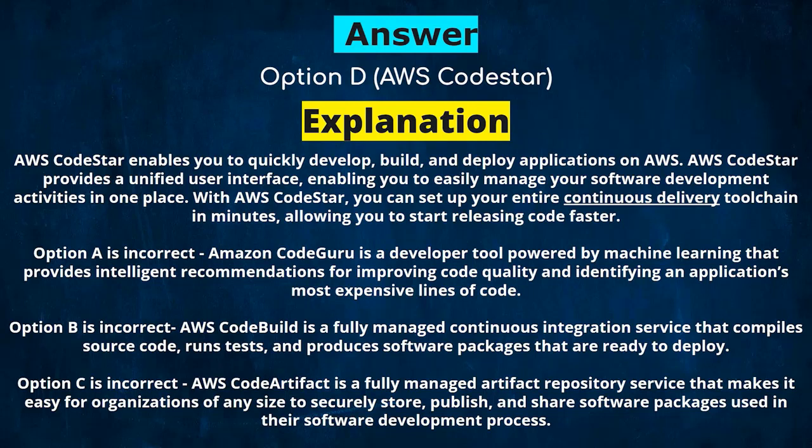Amazon CodeGuru is a developer tool powered by machine learning that provides intelligent recommendations for improving code quality and identifying an application's most expensive lines of code. Option B is incorrect. AWS CodeBuild is a fully managed continuous integration service that compiles source code, runs tests, and produces software packages that are ready to deploy. Option C is incorrect. AWS CodeArtifact is a fully managed artifact repository service that makes it easy for organizations of any size to securely store, publish, and share software packages used in their software development process.